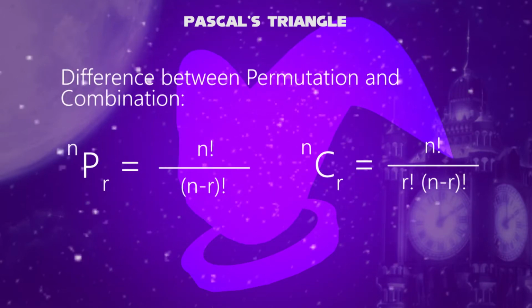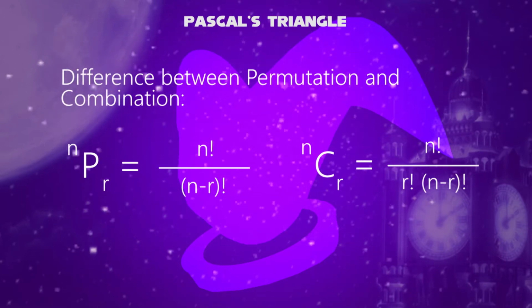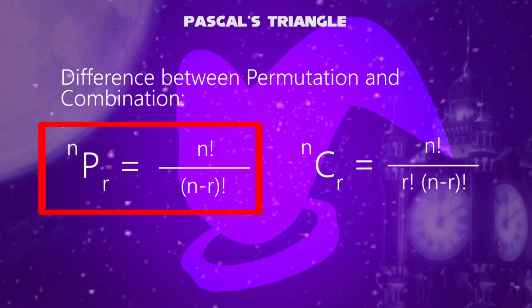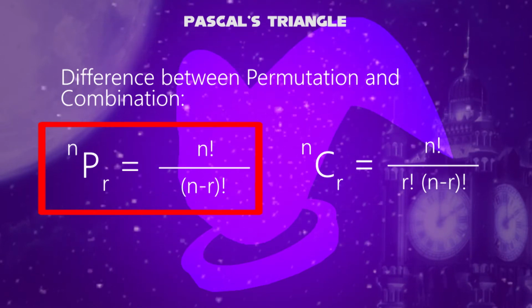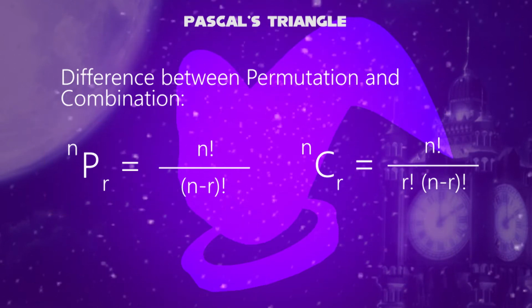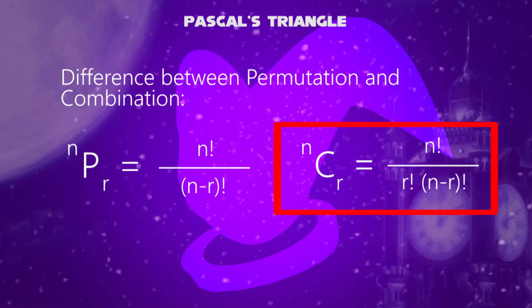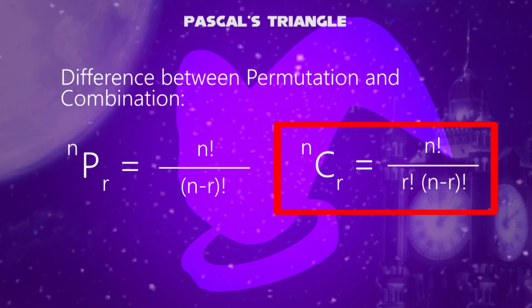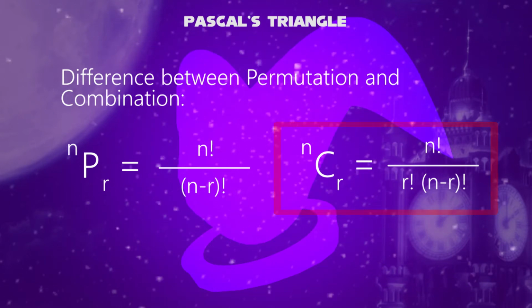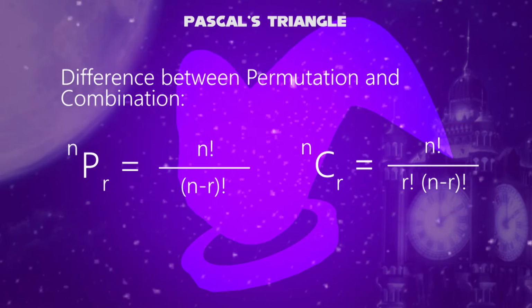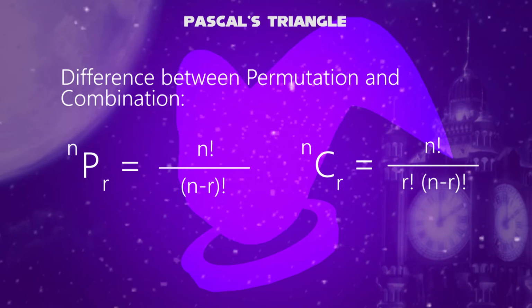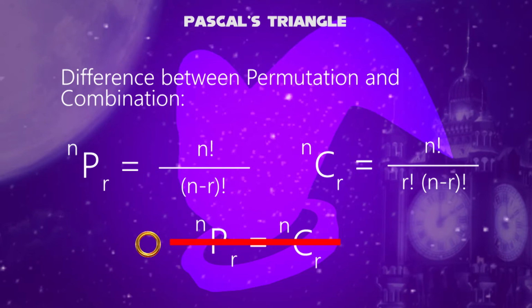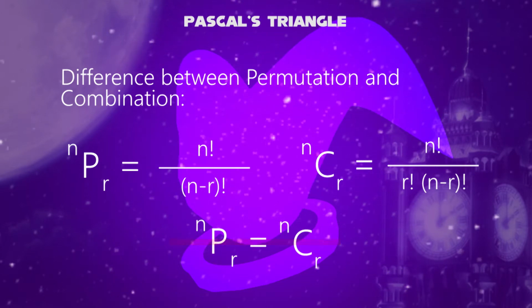There is a difference between nPr and nCr. nPr is a permutation value, equal to n factorial divided by (n minus r) factorial. Whereas nCr is a combination value, equal to n factorial divided by r factorial times (n minus r) factorial. The r factorial is absent in the permutation value. It is not necessary when permutation is equal to combination value.